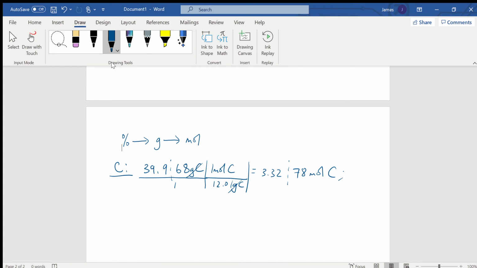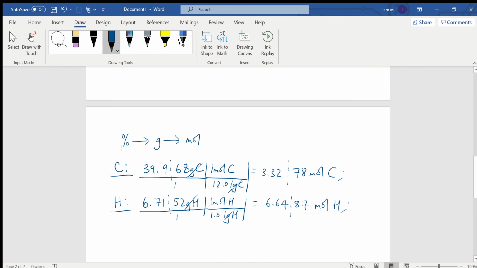Okay, let's do the same for hydrogen. Hydrogen, I've got my percentage, which is now a grammage, 6.7152 grams of hydrogen. And I know that 1 mole of hydrogen is 1.01 grams of hydrogen. Cancel the units, and that gives me 6.64. The 8 and the 7 are not significant, but I propagate them. Moles of hydrogen.